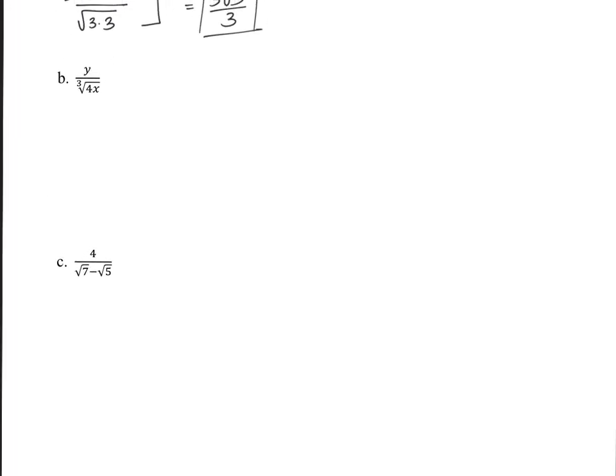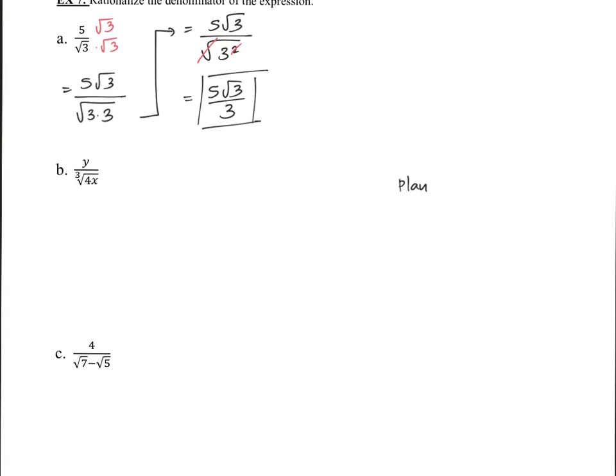Okay, let's take a look at B. We don't want this in the denominator, and right now there's a cube root of 4x. So my plan, just like I did above, where I created that square with the square: I want to get something inside the cube root cubed. At the moment, I have a 4x.